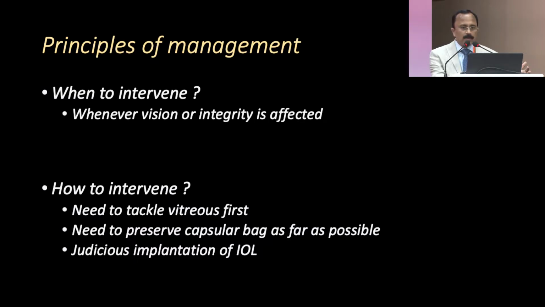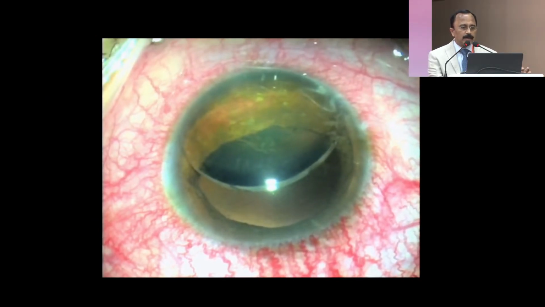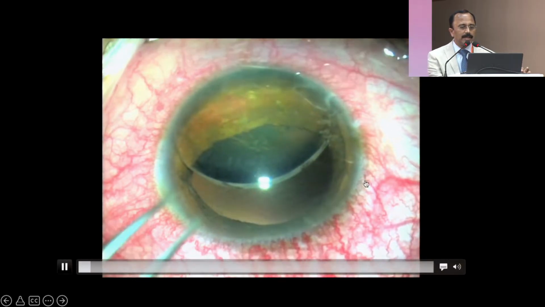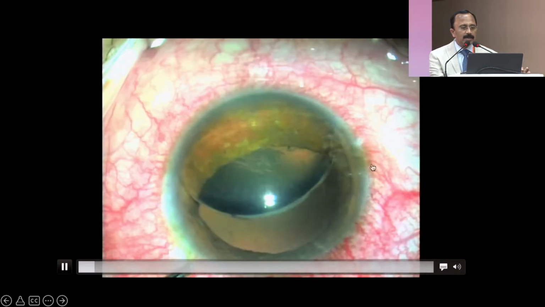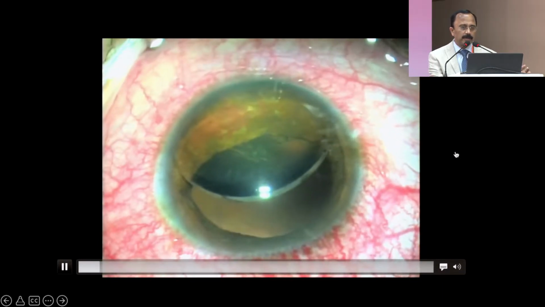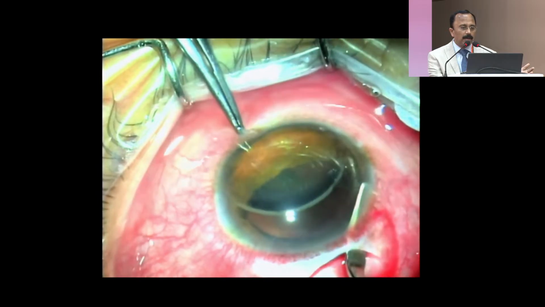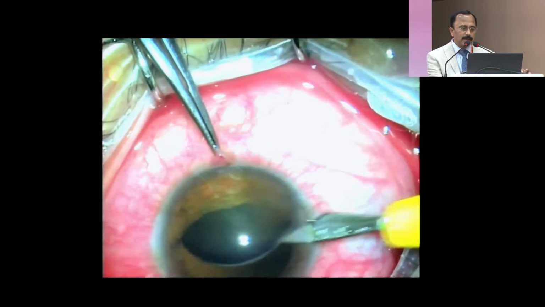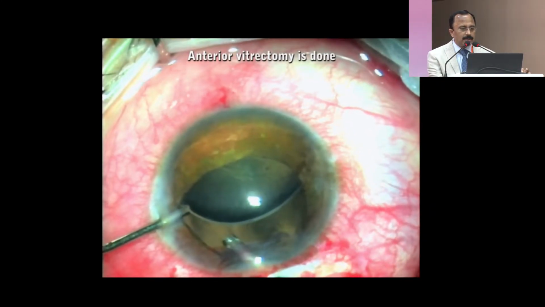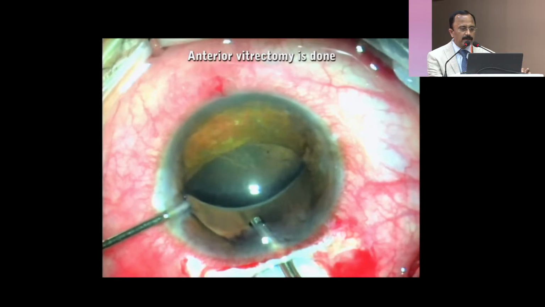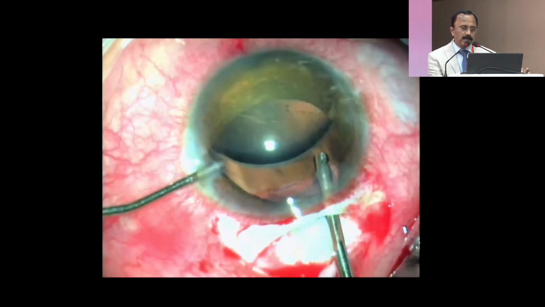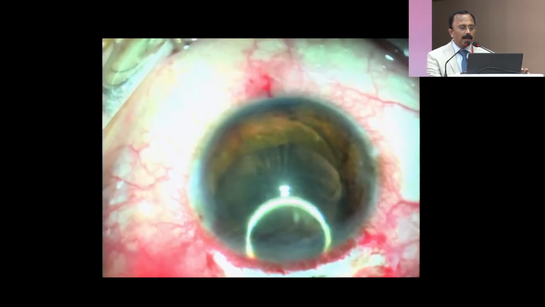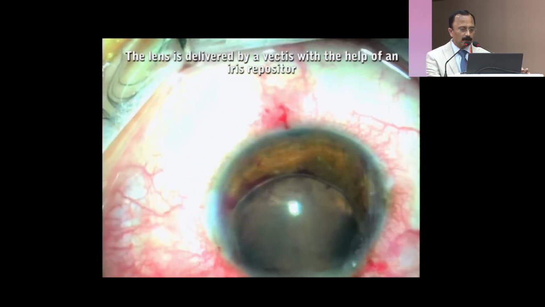Let's go straight to the videos, and this is the first one. As you can see, here the whole lens is in the AC, and vitreous attachments are there on the posterior surface of the posterior capsule, and when we do vitrectomy, you'll see it's pulling the posterior capsule. Unless we sever all the attachments of the vitreous with the lens, it will not come out.